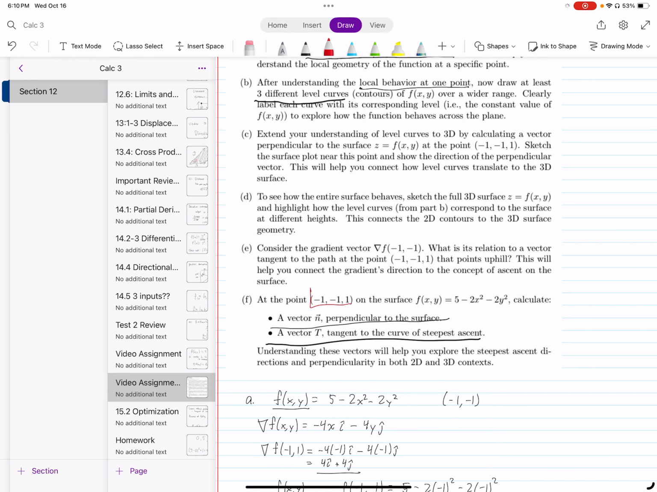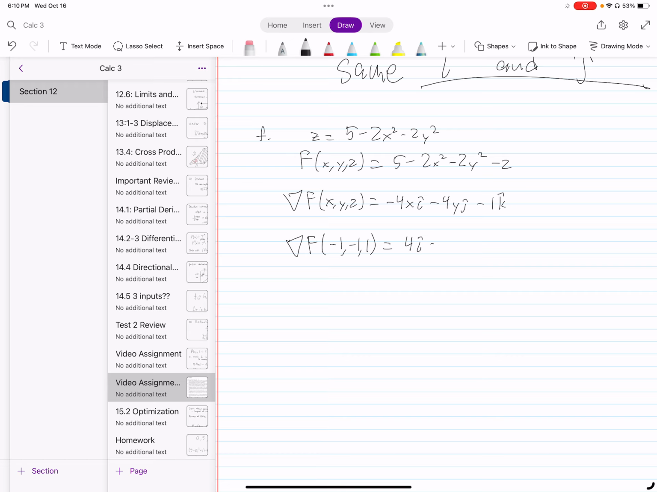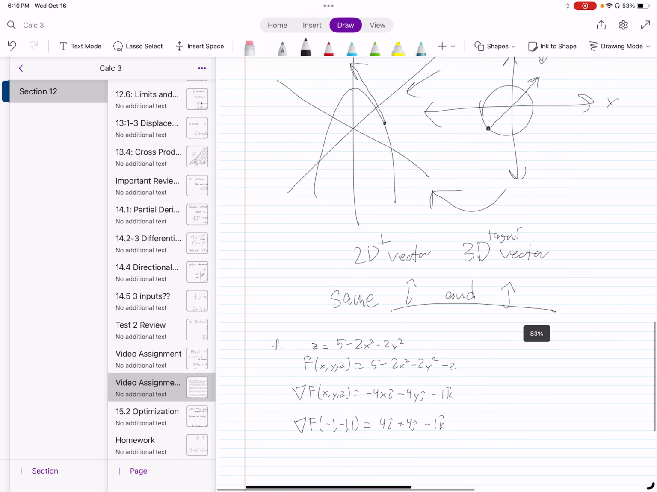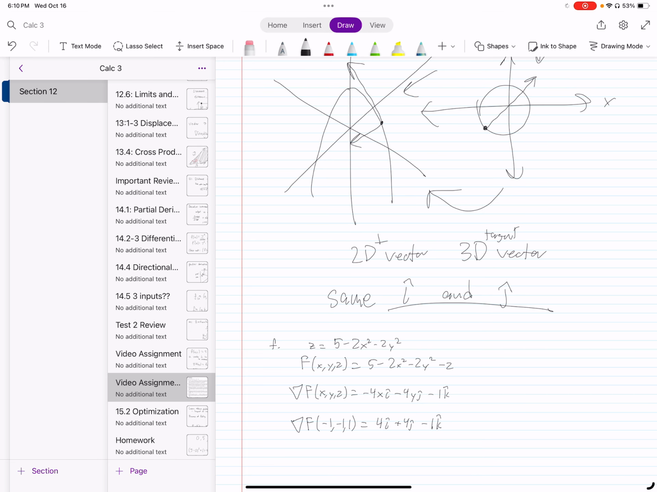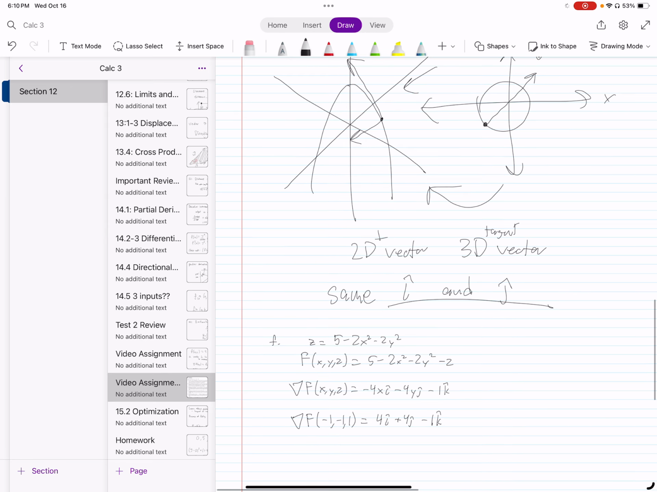Negative 1, and 1. So we will do it at negative 1, and 1. We already solved for that earlier, so I'm just going to skip some steps here. 4i plus 4j minus 1k. Okay, so this vector is going to be pointing that way, right? Towards the inside, because it's going toward the middle of the function, as we saw in the 2D graph right here, and then downwards because it has a negative 1k value.